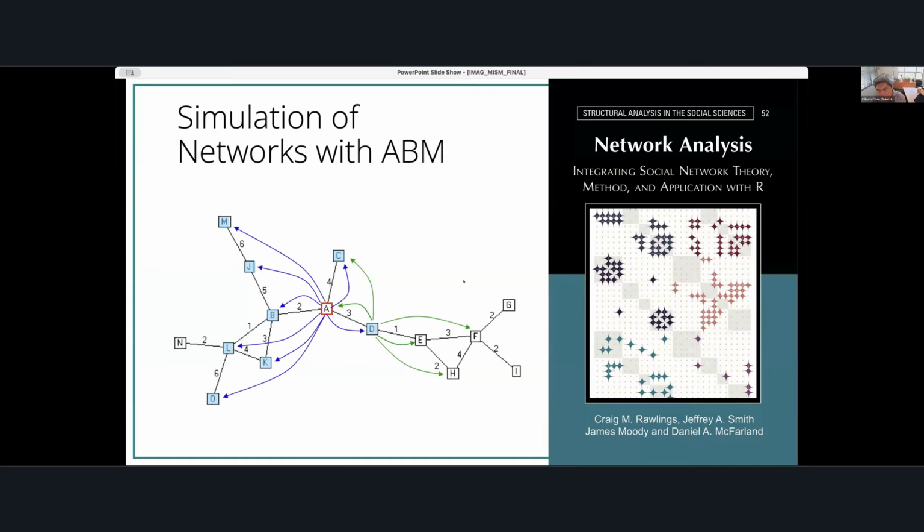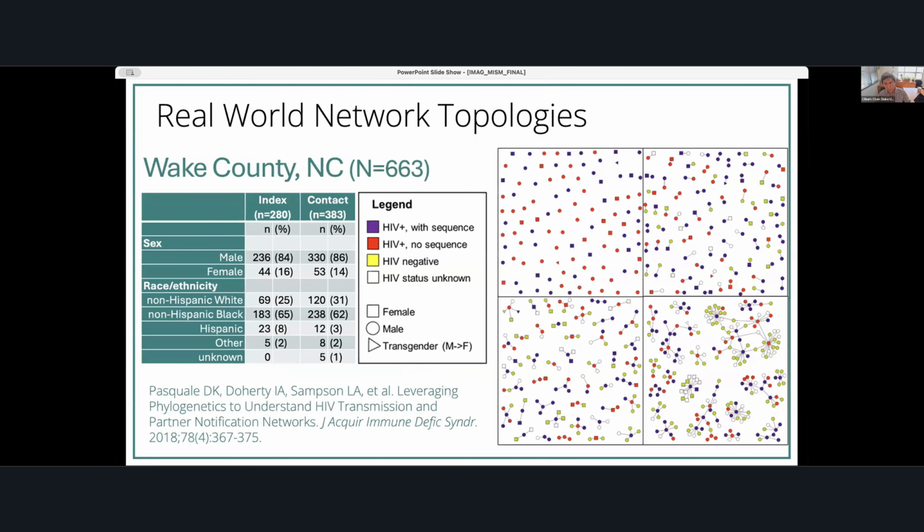And then we use this information to build synthetic networks. Jim Moody is one of the people in our center who's helping us build these synthetic networks and place agent-based models on top of them. These synthetic networks are based on very painstakingly collected real-world data. So, for example, here is data of the sexual transmission network through molecular phylogenetics studying the virus of people in Wake County in North Carolina.